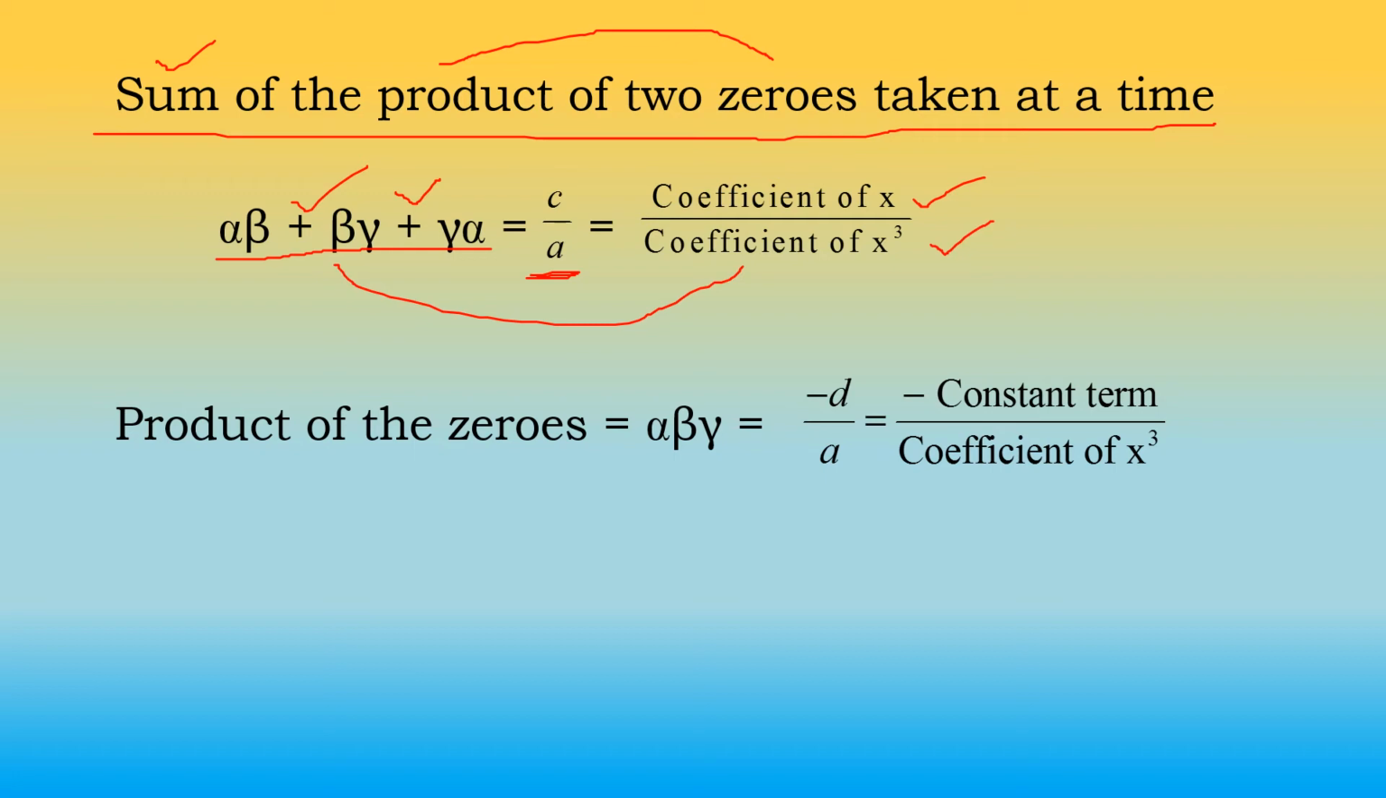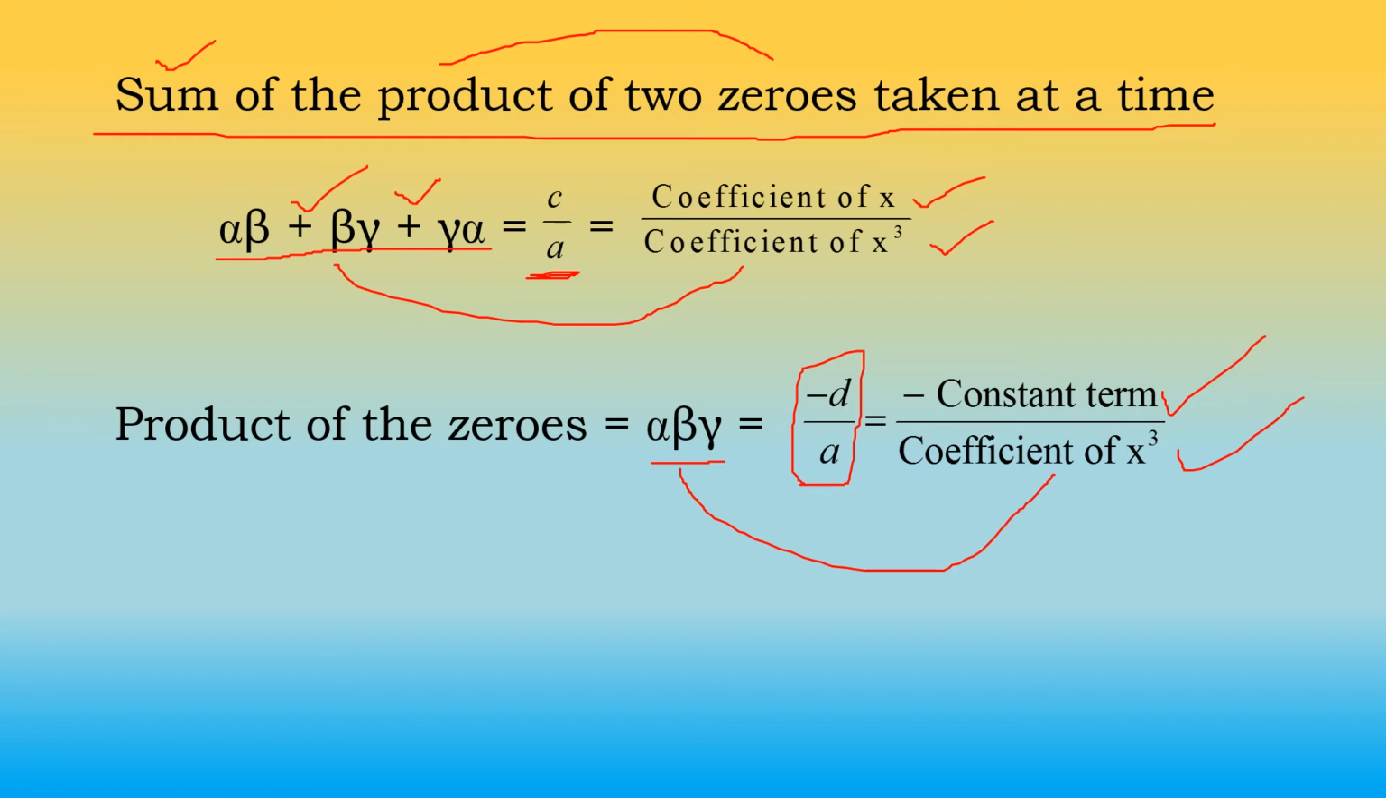Now the third relation is the product of zeros, alpha into beta into gamma. The formula for the product of the zeros is minus d by a. What is d here? The constant term. What is a here? The coefficient of x cube. So the product of zeros, alpha into beta into gamma, is equal to minus d by a, which is minus constant term by coefficient of x cube.